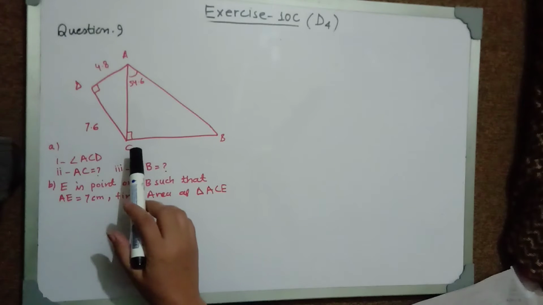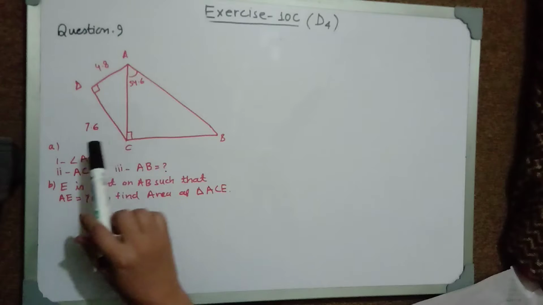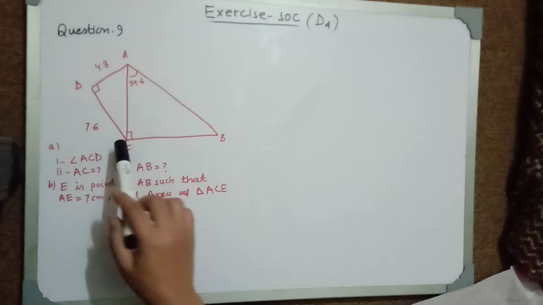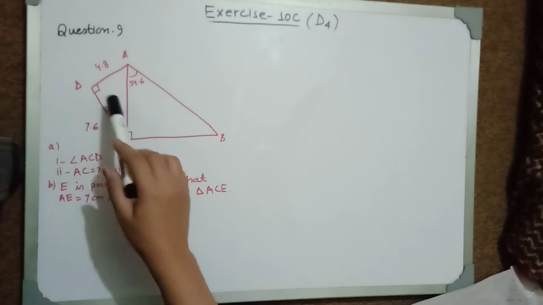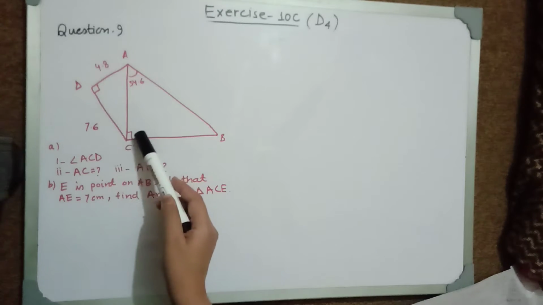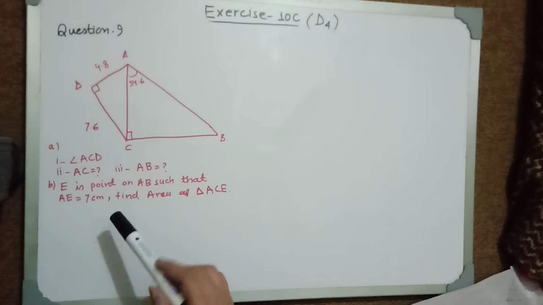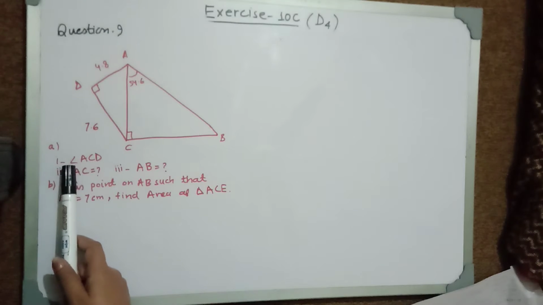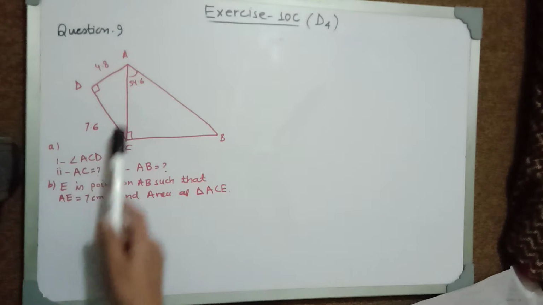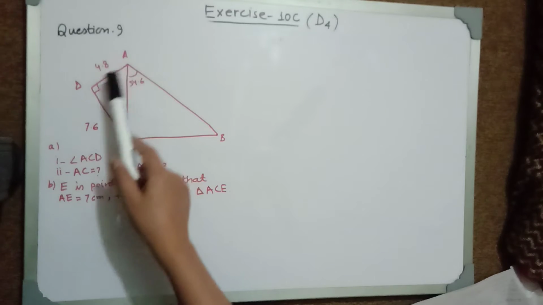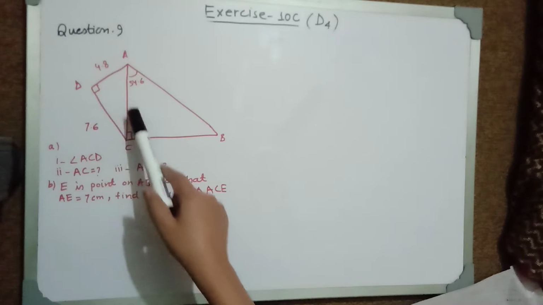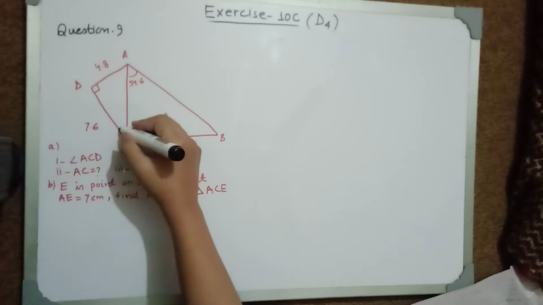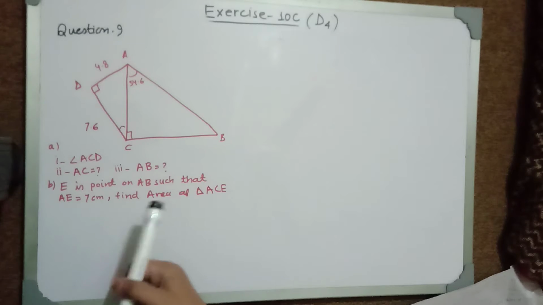Here you can see in this figure that we have two triangles: the triangle ACD, this one, and another triangle ABC. Both of these triangles are right angled triangles, which means one of the angles is 90 degrees in both of these. You're given the values of some sides and some angles, and in part 1 it is required that you find angle ACD. In triangle ACD, the angle ACD, which would be this angle here, this is what we are asked to find. So let's begin.